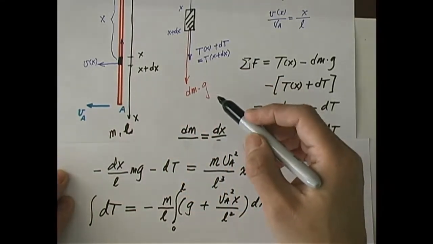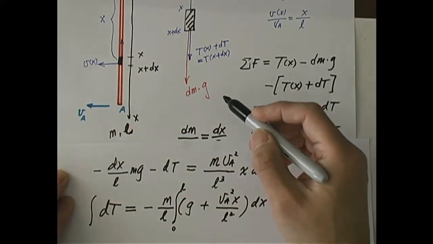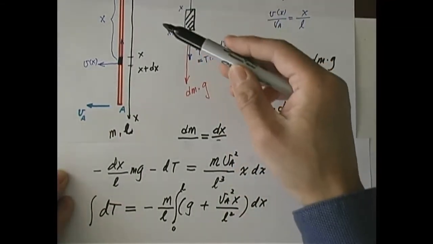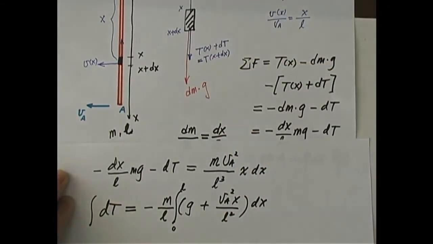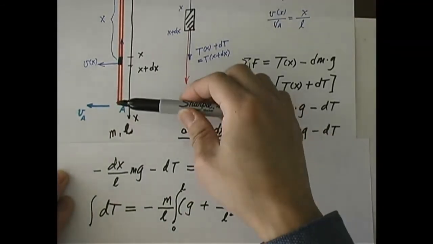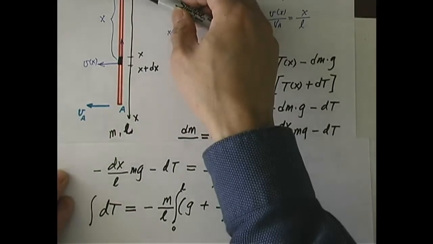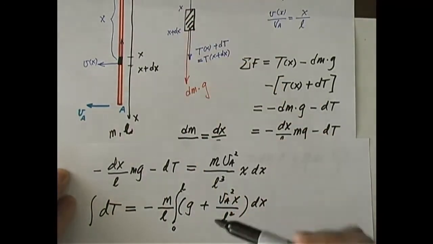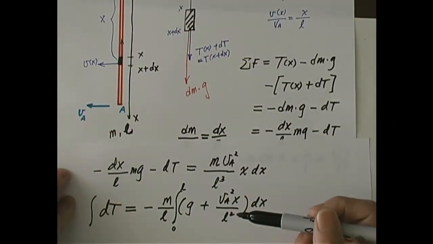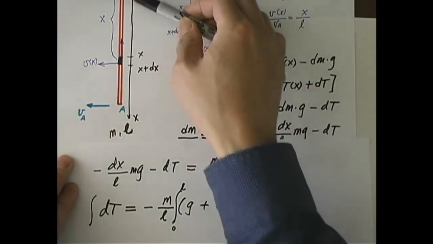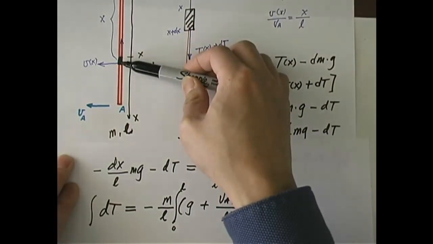Well, actually, if I'm looking for T at any arbitrary location, I don't want to start all the way from here to there, that would mean that I can only get T at this point versus T at that point. If I want an arbitrary location, what am I going to do? Well, then I can start from here to an arbitrary location. I can integrate like that.